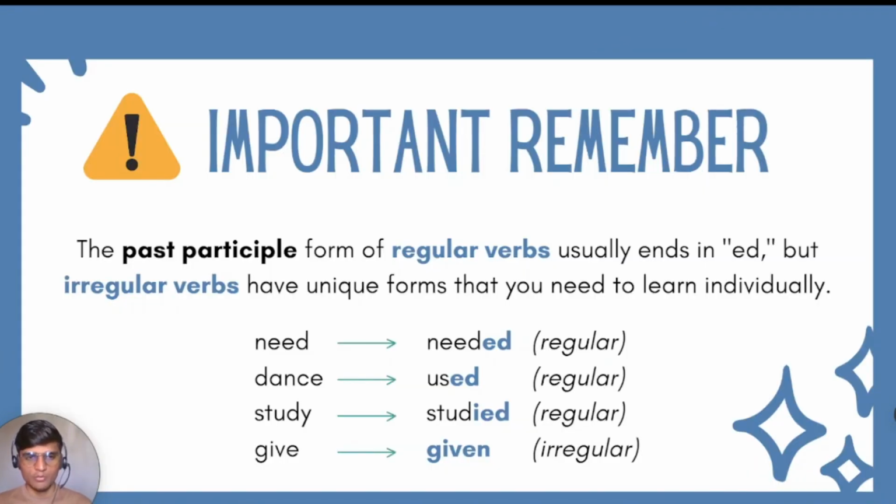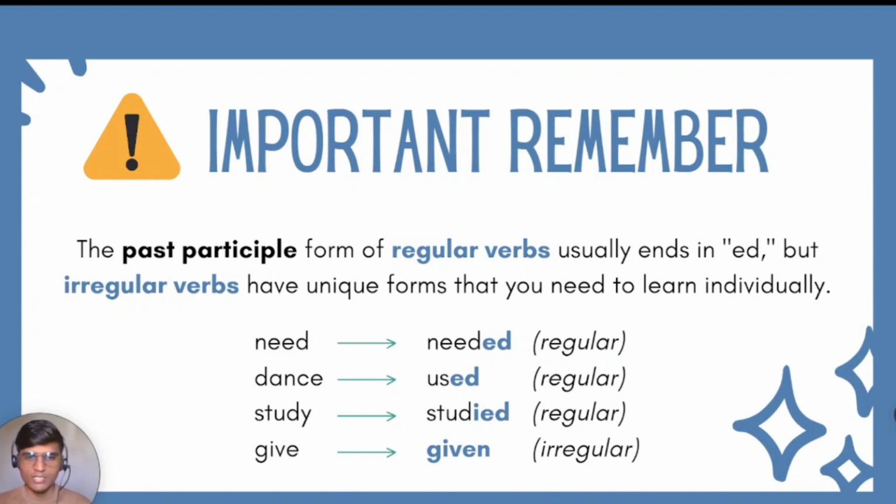Important to remember, it's really important for you. When you talk about the past participle form of regular verbs, they usually end with ed, right? Studied, talked, walked, right? And slept. Not slept, slept is not exactly regular but irregular: slept, kept, right? They are more unique. You have to understand them one by one individually.